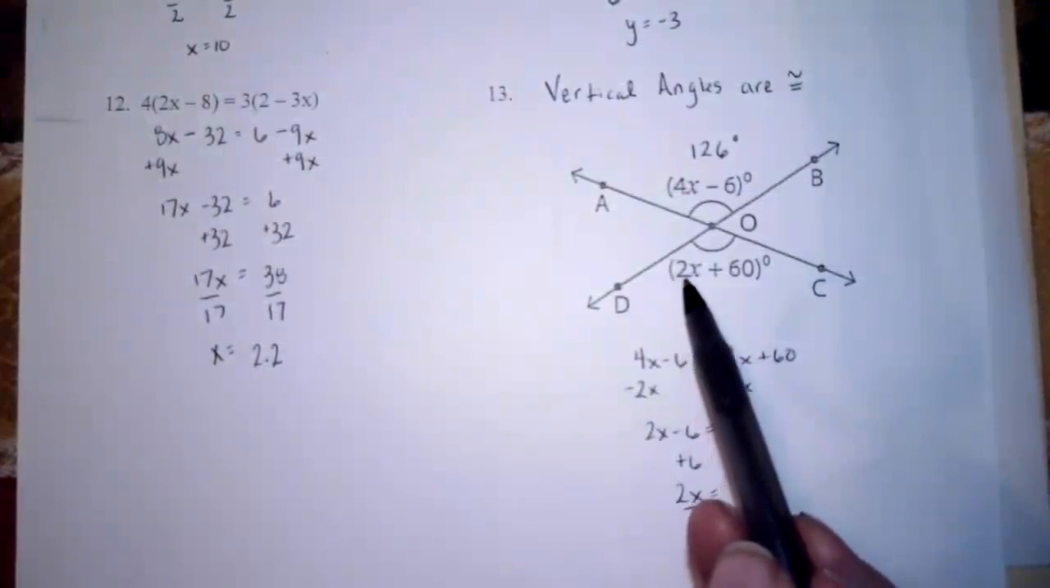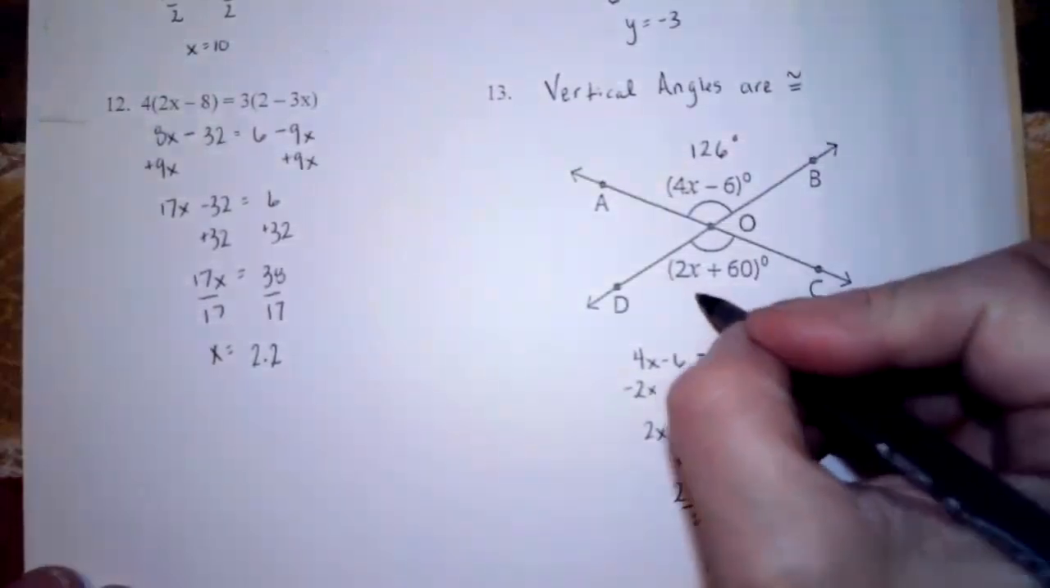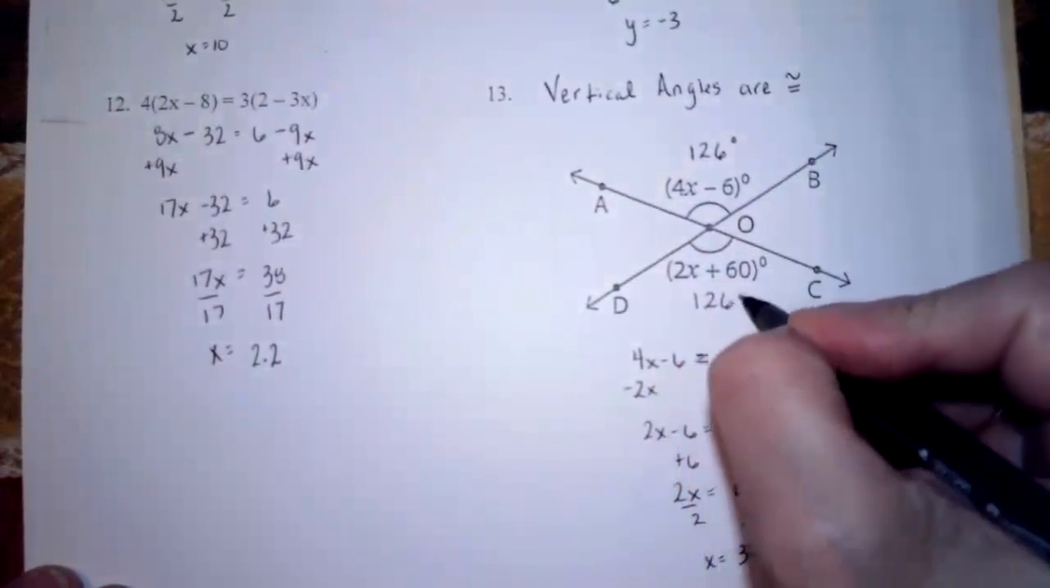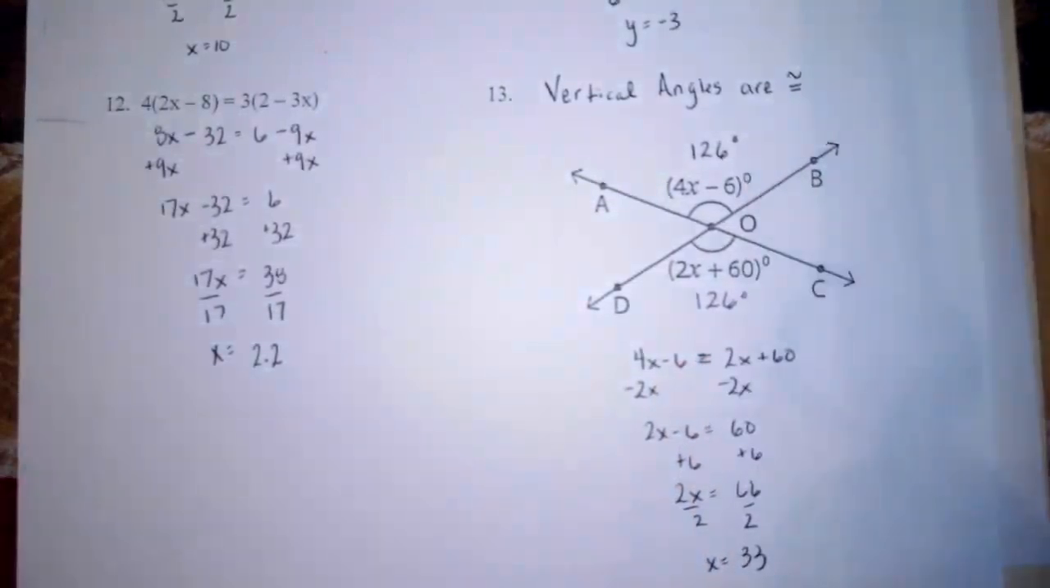All right, then we're going to take our calculator again. 2 times 33, and then plus 60. All right, and if we did this right, we should get 126 again, because our vertical angles should be congruent, and they both turned out to be 126.